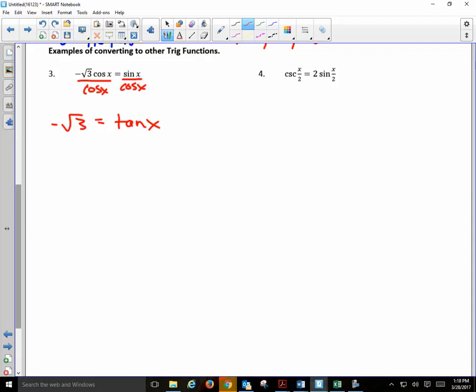So where's tangent negative? Second and fourth, very good. Inverse the root of 3 for tangent. And what do you get?